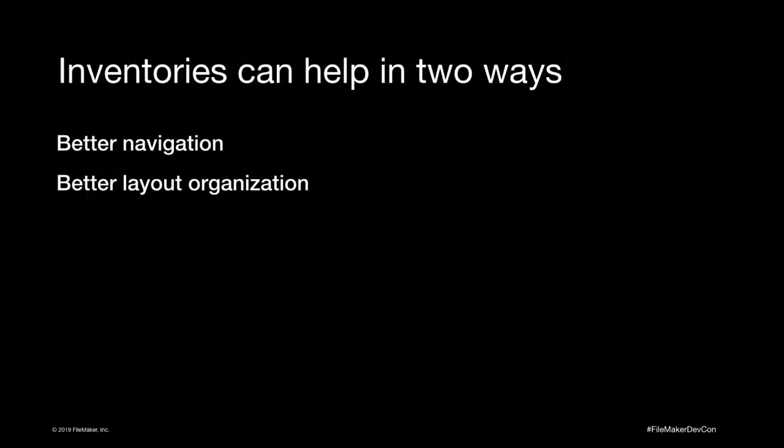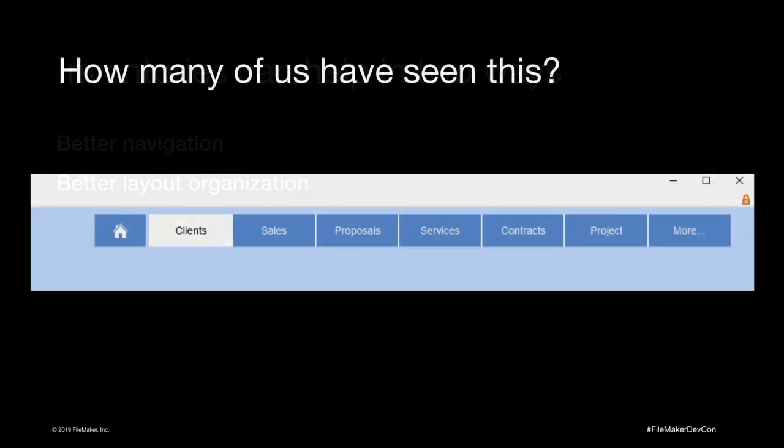Doing these inventories can help us in two ways. One, it can help us do better navigation. And the second way is by better organizing our layouts. How do we put together the information on our layouts so that I can find the information I need and the tasks I'm trying to accomplish?